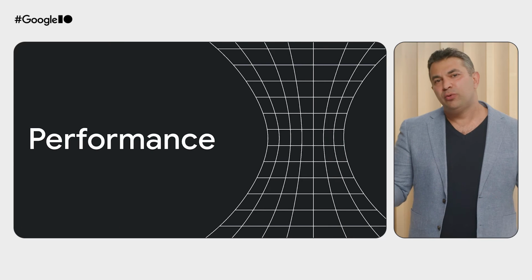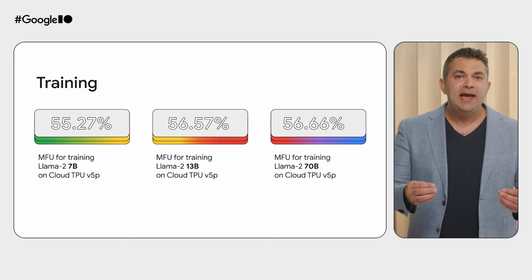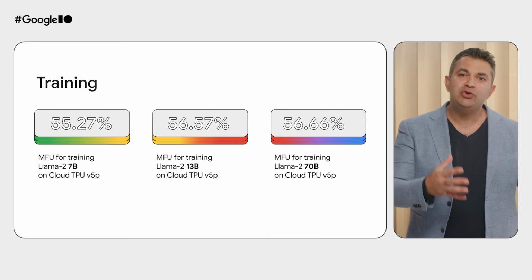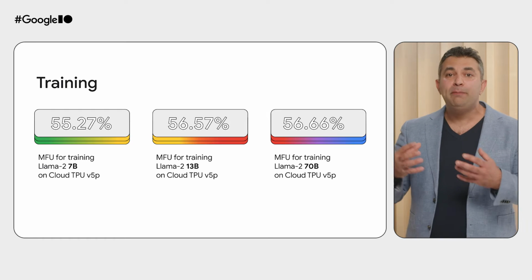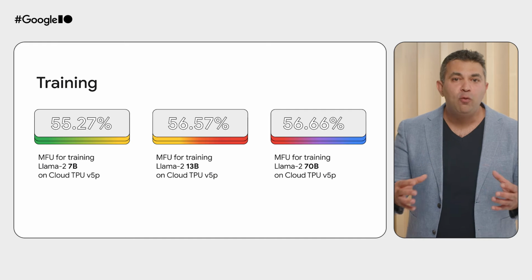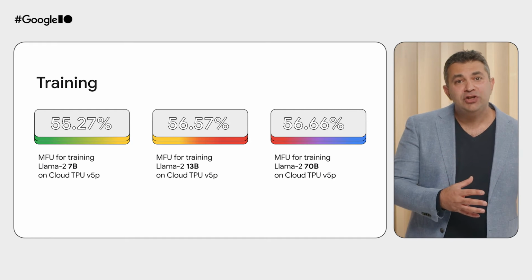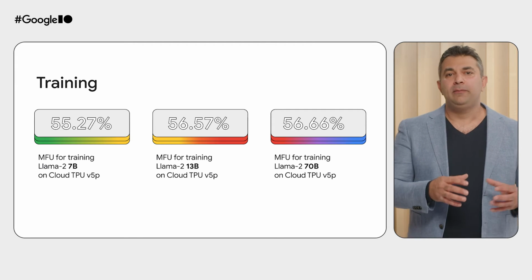Now, let's talk about performance. Training large language models would benefit from high model flops utilization. MFU is the ratio of the observed performance to the theoretical maximum performance if the benchmarked hardware setup were operating at peak flops with no memory or communication overhead. The higher utilization means that you are able to better take advantage of the hardware.